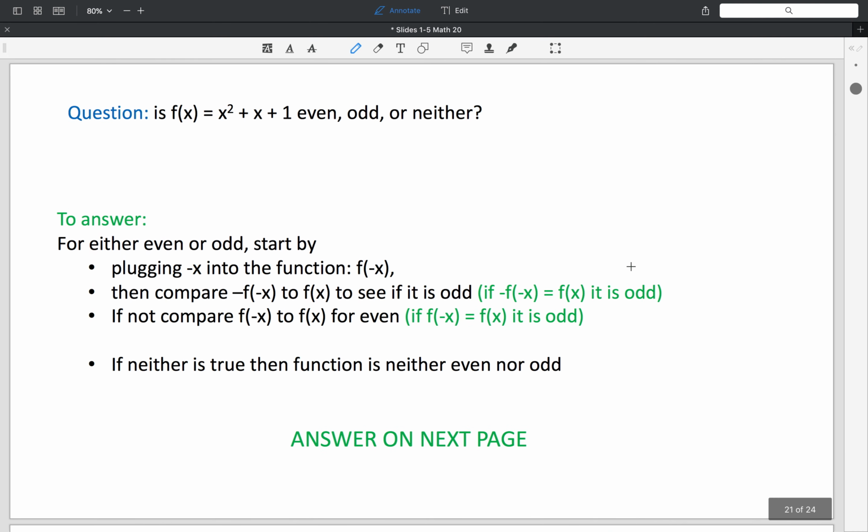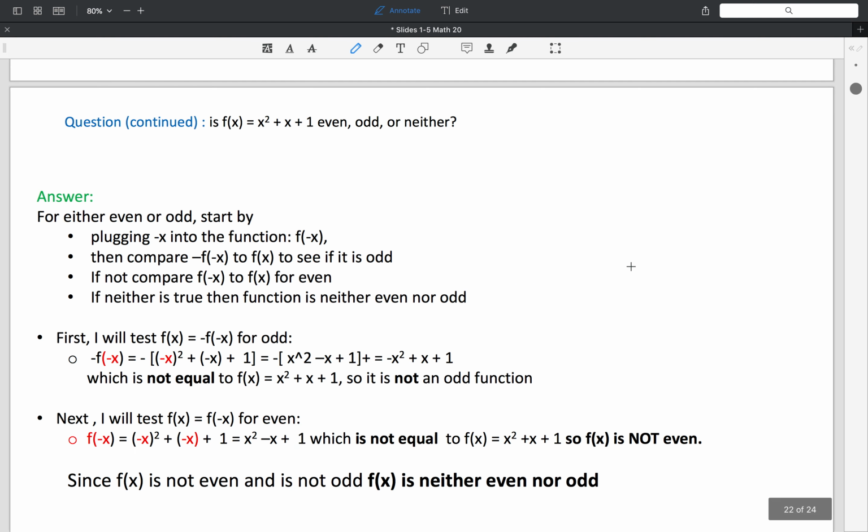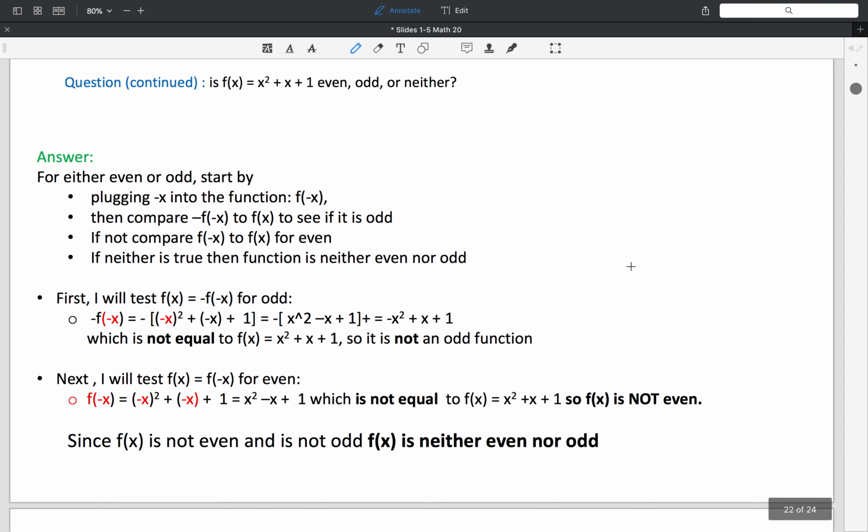Is that even, odd, or neither? Again, try it. Plug in minus x and compare it to f of x. See what you get, and then the answer's on the next slide. I'm going to hit pause, you try it, and rejoin me in a minute. Okay, so is that even, odd, or neither?